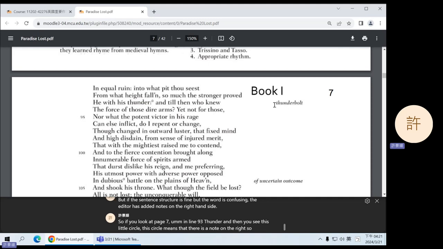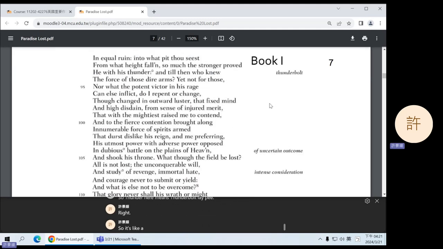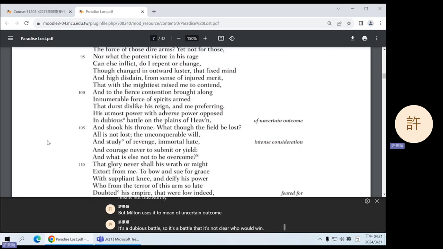So thunder here means thunderbolt, 雷劈. Right, so it's like a direct translation. And then line 104, dubious. Dubious today means not trustworthy. But Milton uses it to mean of uncertain outcome. It's a dubious battle. So it's a battle where it's not clear who would win. And so that's how the handout is designed.